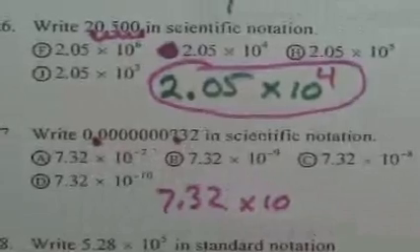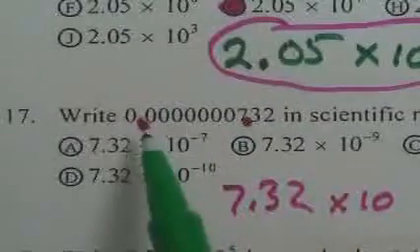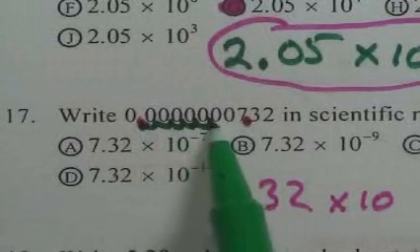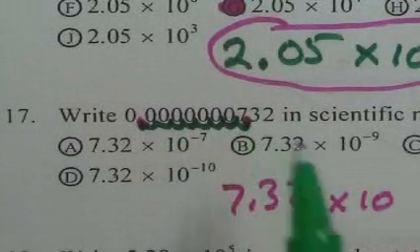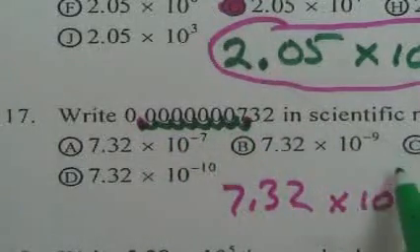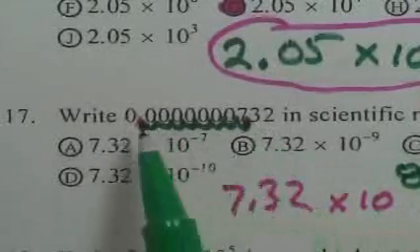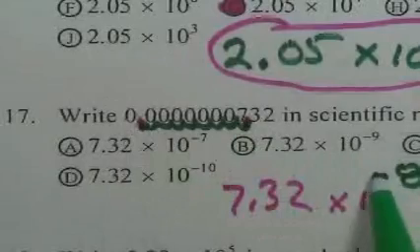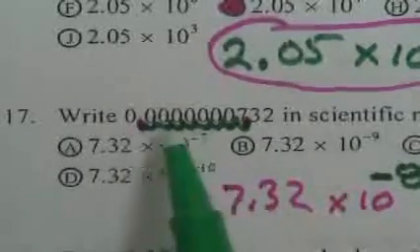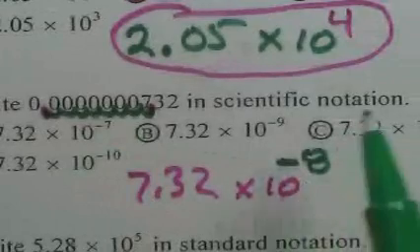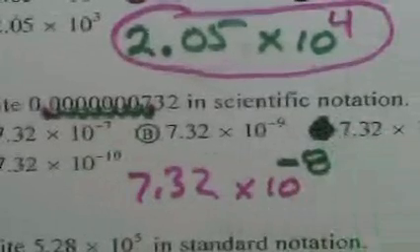That's our exponent. So if I count it, it's 1, 2, 3, 4, 5, 6, 7, 8. It's 8 spaces. And because it's tiny, I moved the decimal to the right, it's a negative exponent. Because it's a tiny number. Tiny numbers have negative exponents. So the correct answer is letter C.